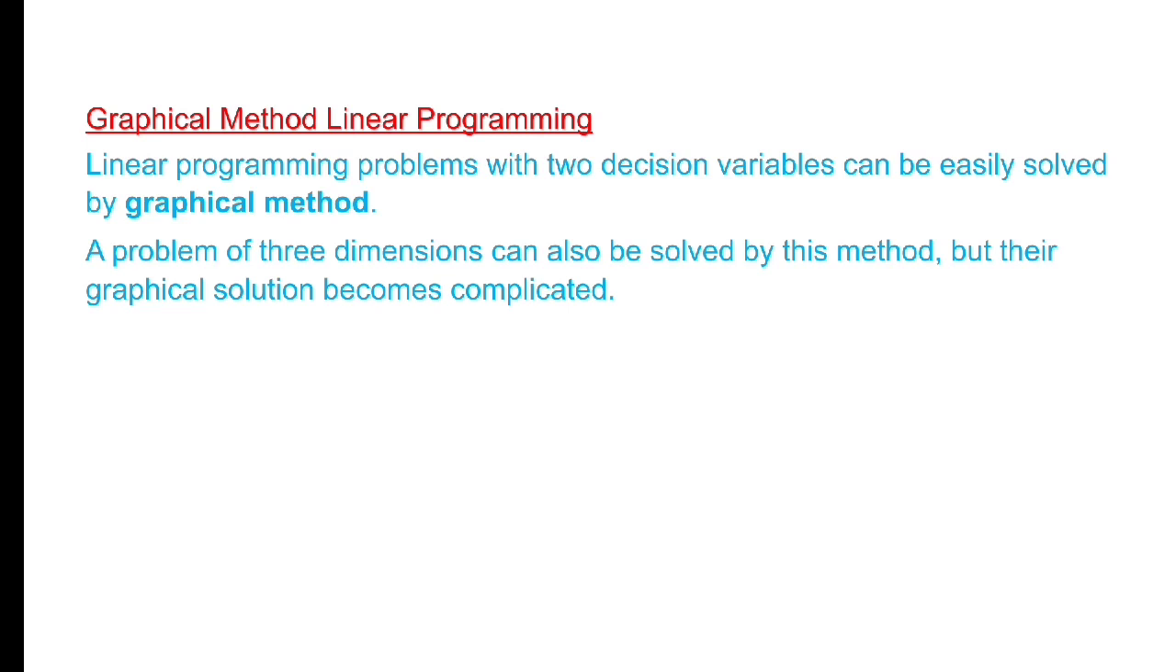Graphical method of linear programming. If two decision variables are there, we can solve by the graphical method. If there are more than two decision variables, we cannot apply the graphical method; then we have to go for an advanced method, but we don't have that in the syllabus. We have only the graphical method. A problem of 3 dimensions can also be solved by this method, but the graphical solution becomes complicated, so we cannot study it because we cannot feel and realize the 3-dimensional format.